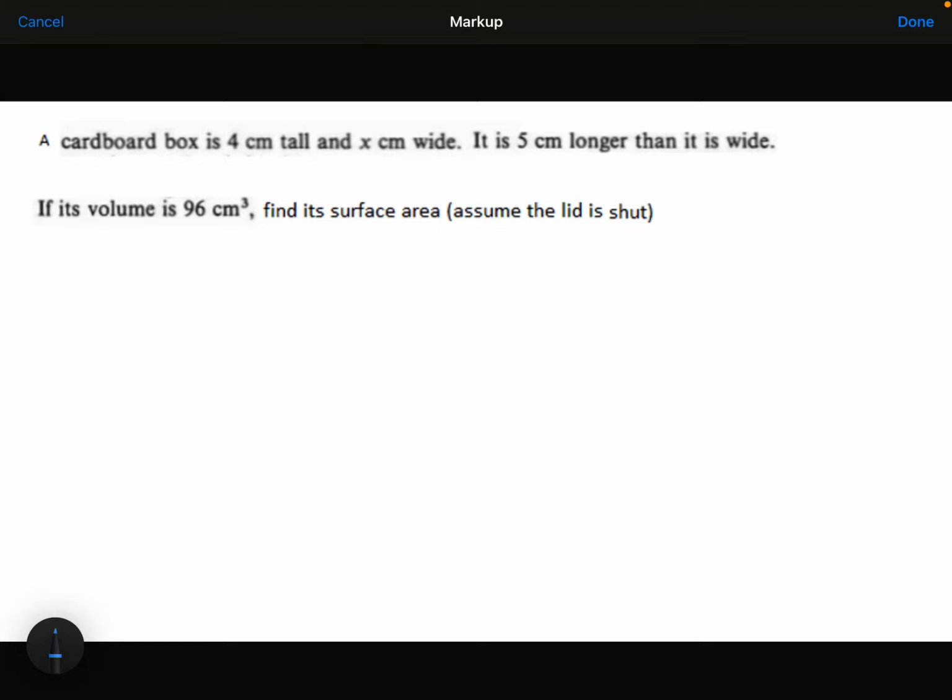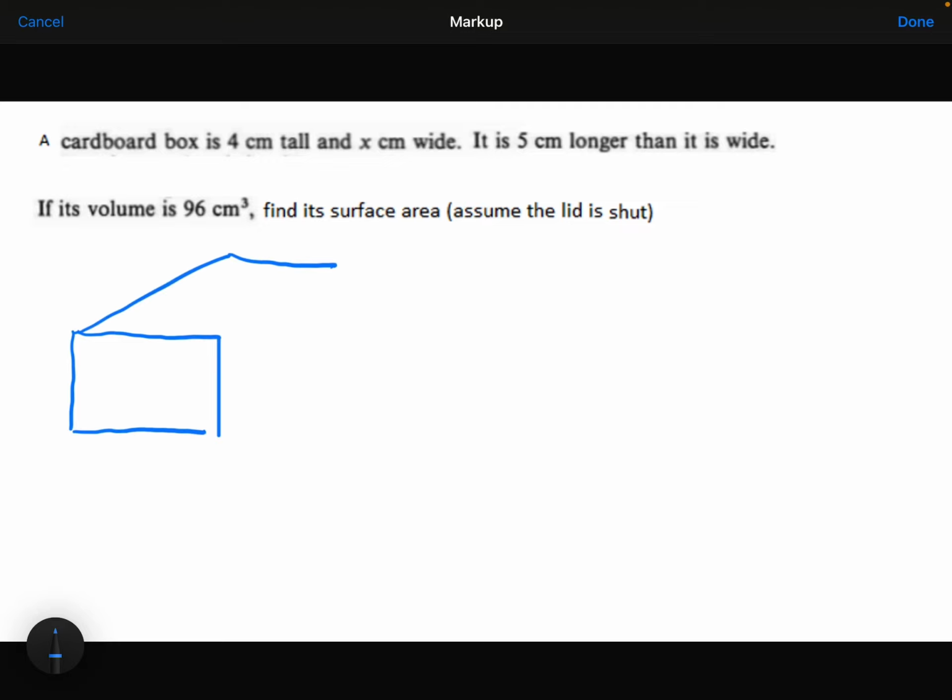A cardboard box is 4 centimetres tall, x centimetres wide, and it's 5 centimetres longer than it is wide. If its volume is 96 centimetres cubed, we need to find its surface area, assuming that the lid is shut. So I'm just going to draw a little sketch here so I can picture what's going on, because it's quite difficult to visualise when it's written in that sentence.